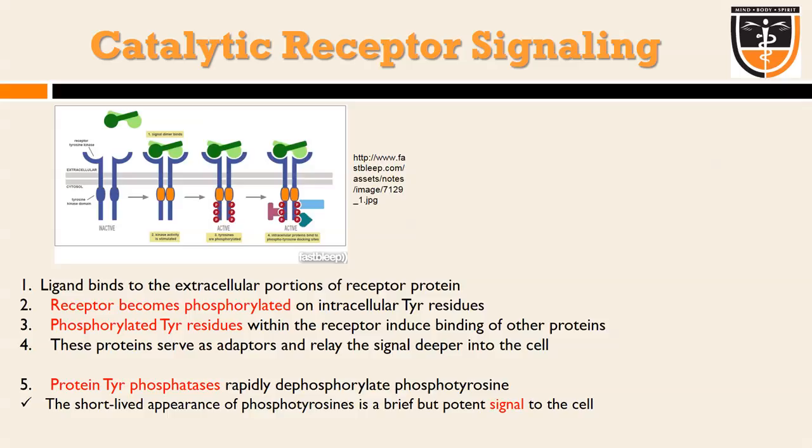Now, there is a problem, and it's not a problem. We know that every single signal doesn't need to last long. It has to be very brief. So the moment there is phosphorylation of tyrosine residues on the receptor, there's going to be rapid dephosphorylation after signaling. This is achieved by protein tyrosine phosphatases, which will dephosphorylate phosphotyrosine.